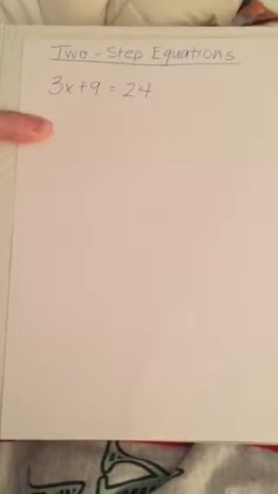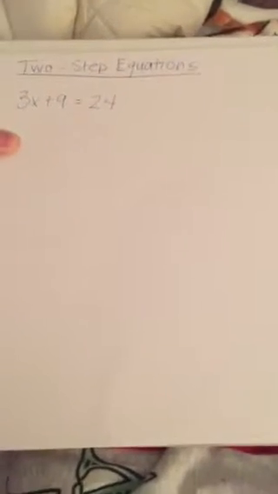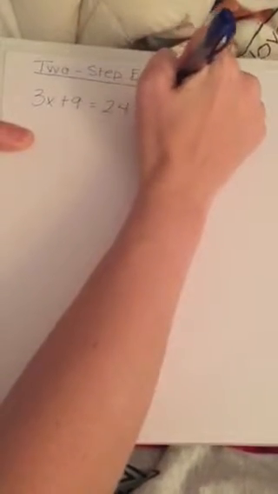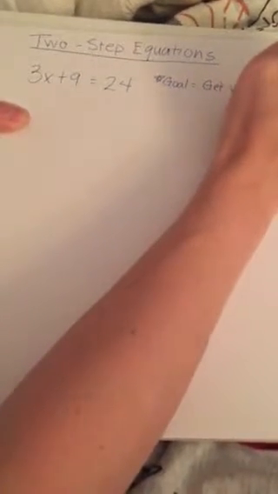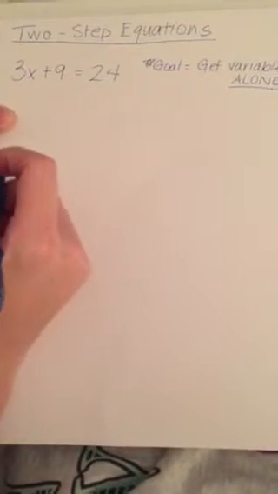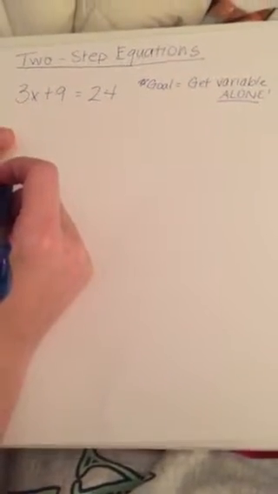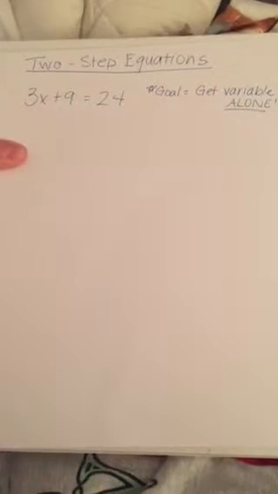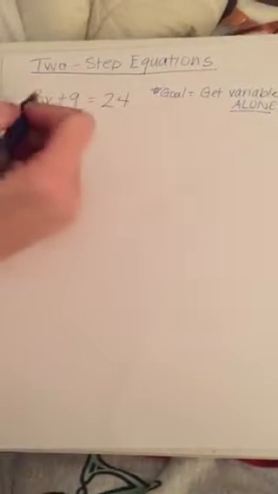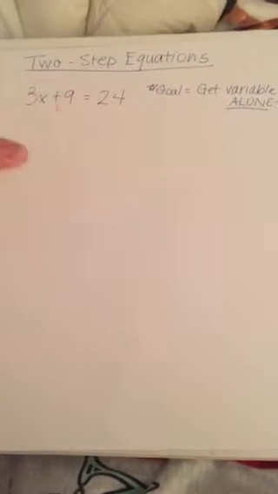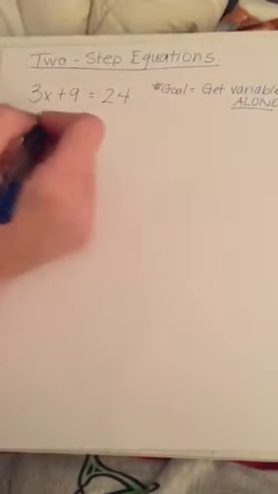3x plus 9 equals 24. Remember that our goal is to get the variable, which is the letter, alone. We have to separate the numbers from the letters. You got to get those variables by themselves. So if you look at this problem here, the variable is the x. We want to get the 3 off the x and the plus 9 off the x, so that the x can be by itself.